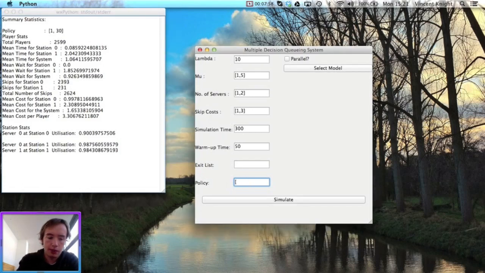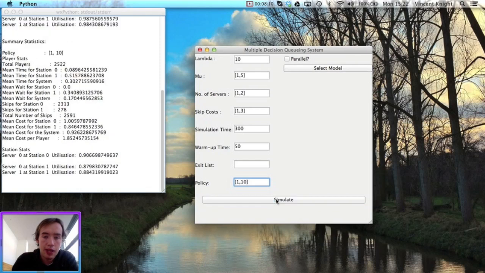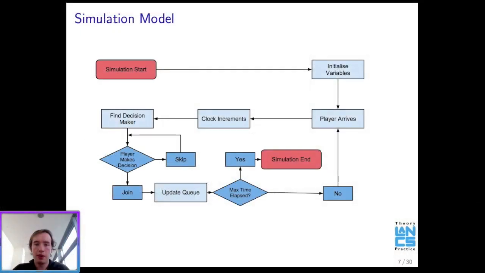So if we keep the policy for the first station the same, and reduce this to 10, we should be able to get something. The more decisions people make, the slower the model goes, and increasing the demand all the time drastically increases those decisions. And see with a reduced policy, more people have skipped the first station, which gives us a lower cost of 1.85.